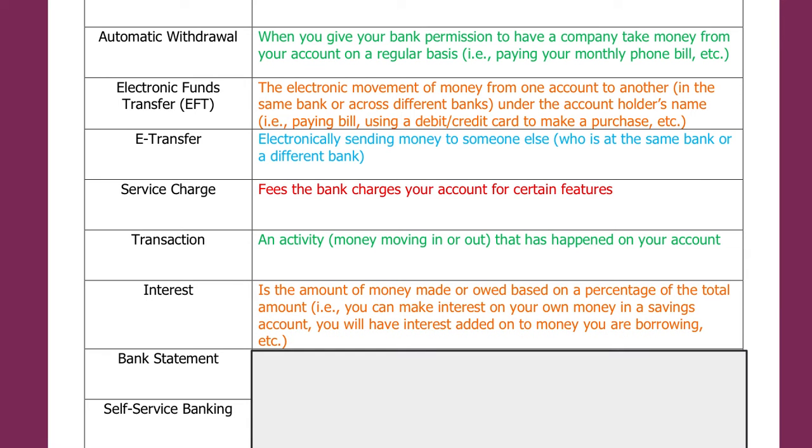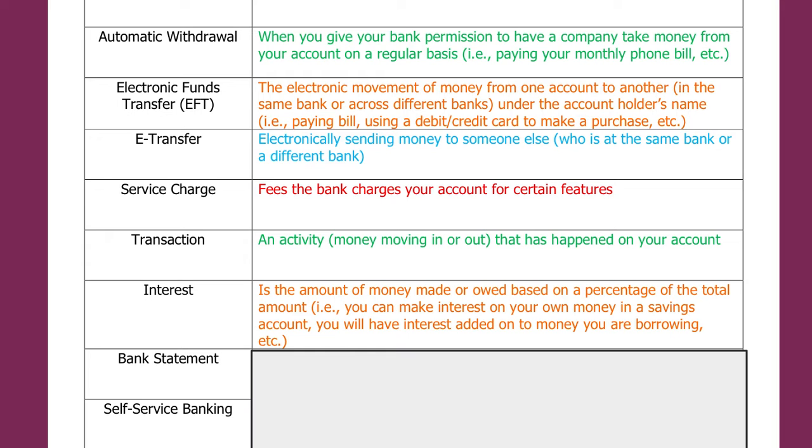Interest. So this is the amount of money that's kind of made, or money that kind of adds up that's owed. And it's based on a percentage of whatever total is in a certain account. So this could be used when saving money. So you put a chunk of money into an account, and then they calculate a percentage of that and keep adding it to the account. So then your savings account keeps growing and growing by a little bit.